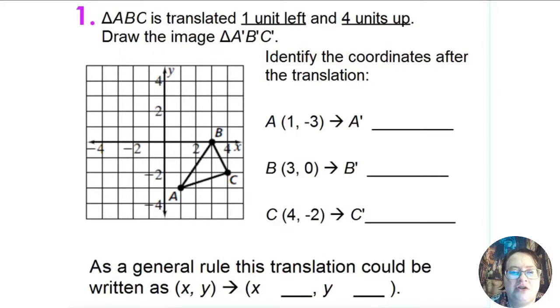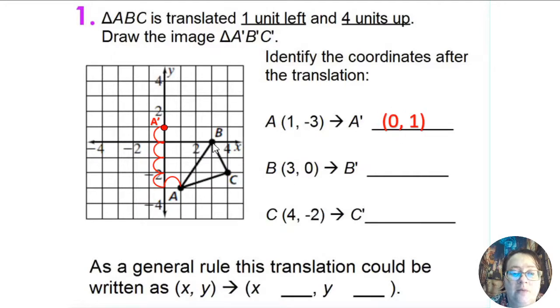Triangle ABC is translated 1 unit left and 4 units up. Draw the image of triangle A prime, B prime, C prime. Identify the coordinates after the translation. So I'm going to start with point A, and it says 1 unit left and 4 units up. So from point A, I'm going to count 1 unit to the left and 4 units up. And that's going to be where I put my new point, A prime. That ordered pair is at 0, 1, so I can fill that in over here.